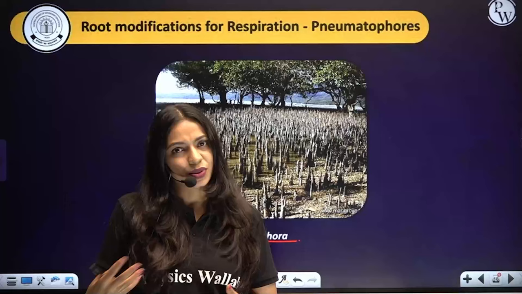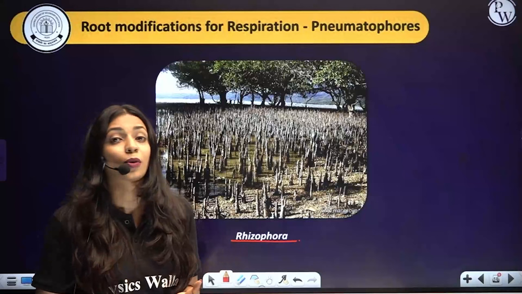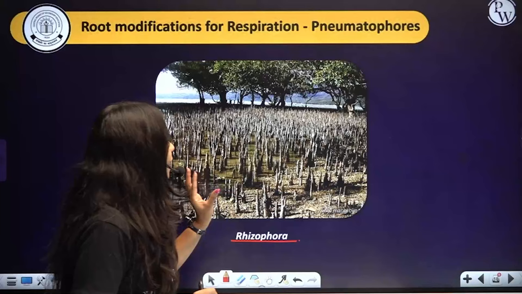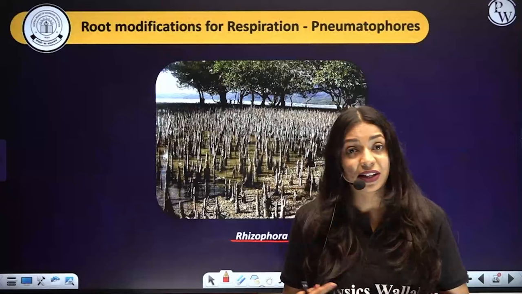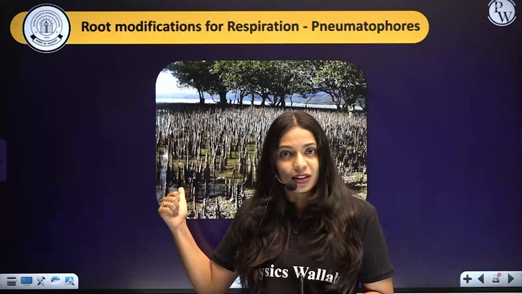What happens in such conditions is that water is locked and there are no air spaces, or the soil is very, very compact in marshy areas, so the roots are not getting sufficient oxygen required for their respiration. So in such cases, this is again very beautiful. Usually, when we talk about roots, we say that they are positively geotropic, right? We say that they usually grow towards the soil, towards the ground, towards gravity. But here, this is an exception. This is a deviation from that. Over here, these roots grow away from the soil.